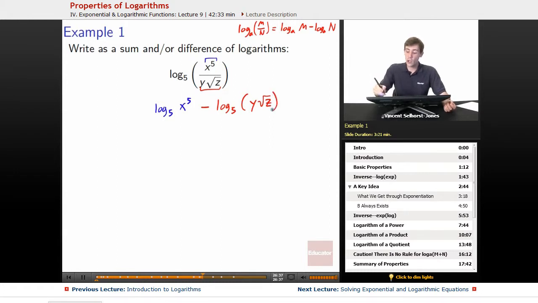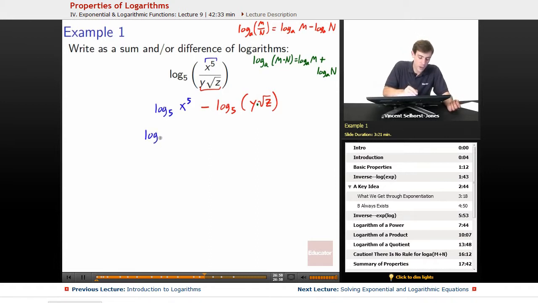Great. Now we also have the rule that log base a for any a of m times n equals log base a of m plus log base a of n. So we can split with addition as well. So we've got multiplication here, right? y times root z is what's really there.